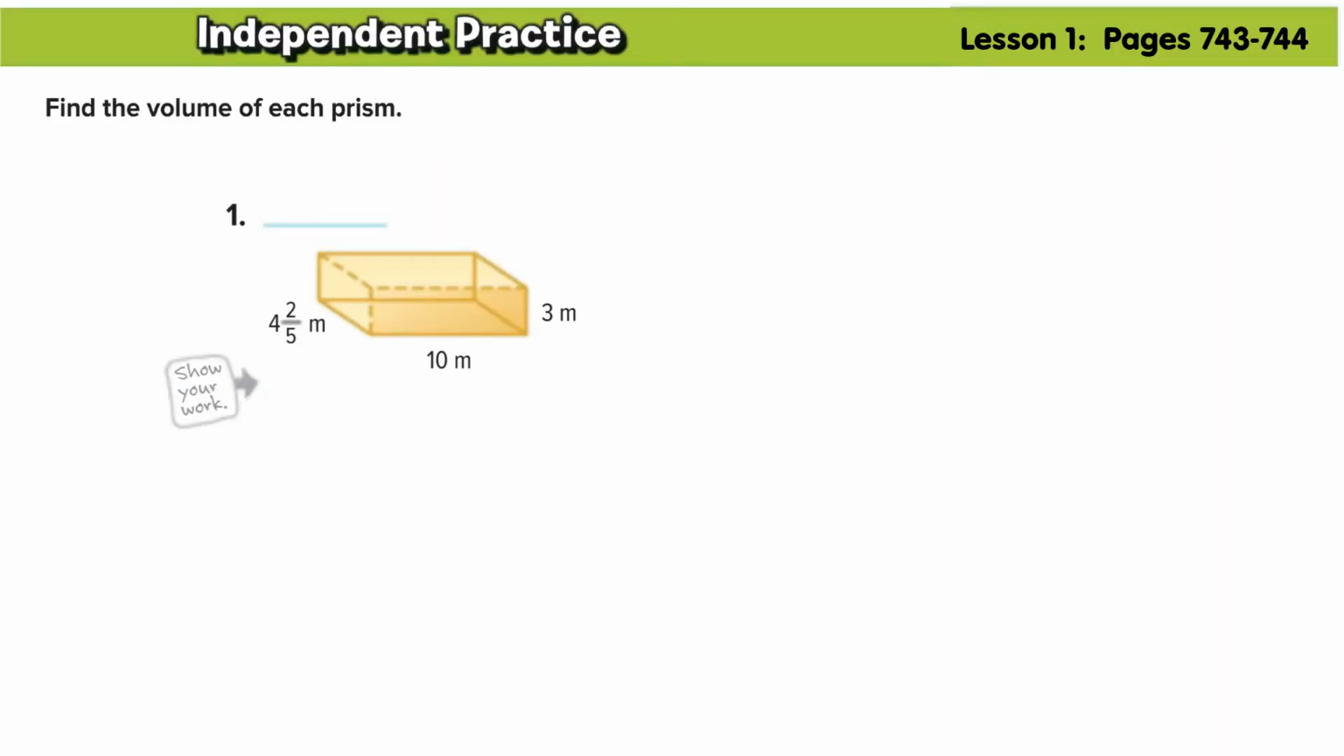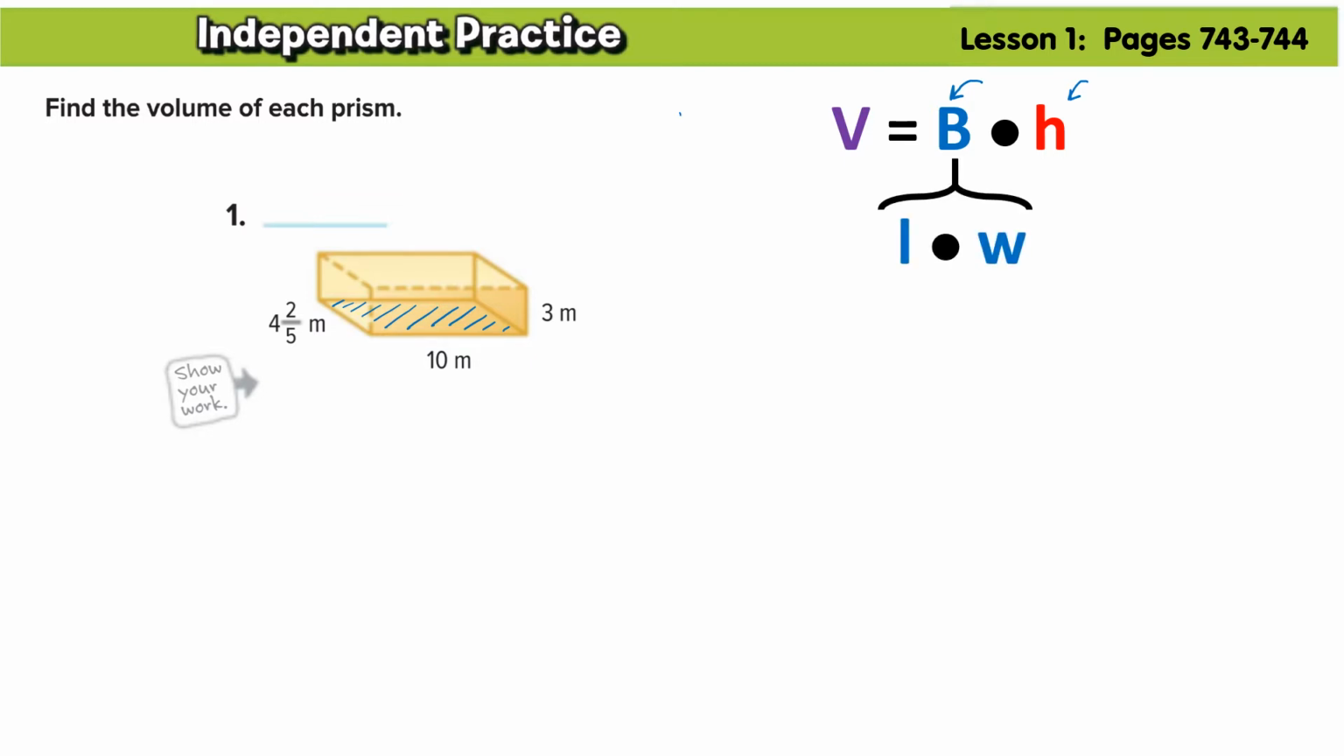Find the volume of each prism. The formula for the volume of a prism is the area of the base, which we indicate with a big B right here, times the height. Now our base, which is the bottom of our shape, happens to be a rectangle. So to find the area of the base, I need to use the formula for the area of a rectangle, which is simply length times width.